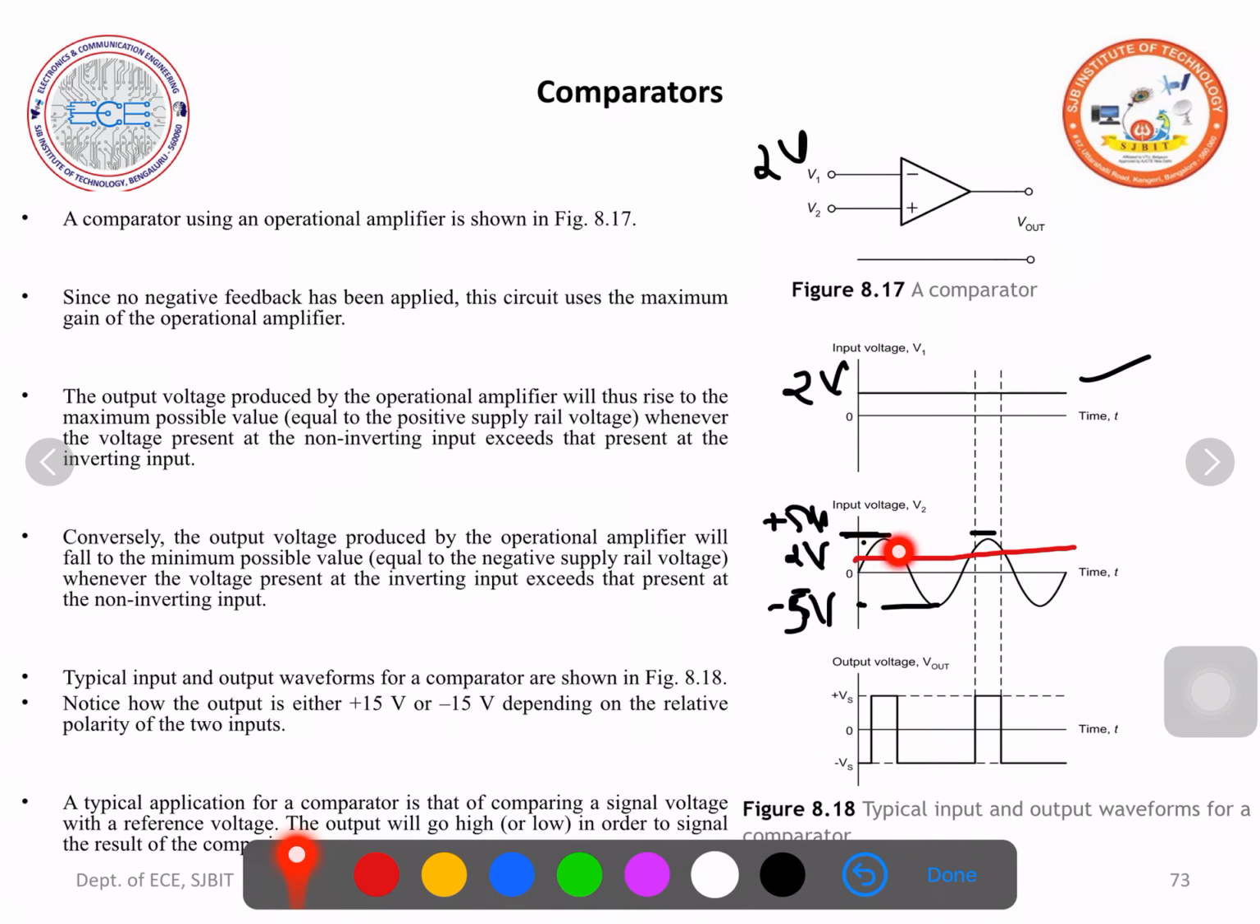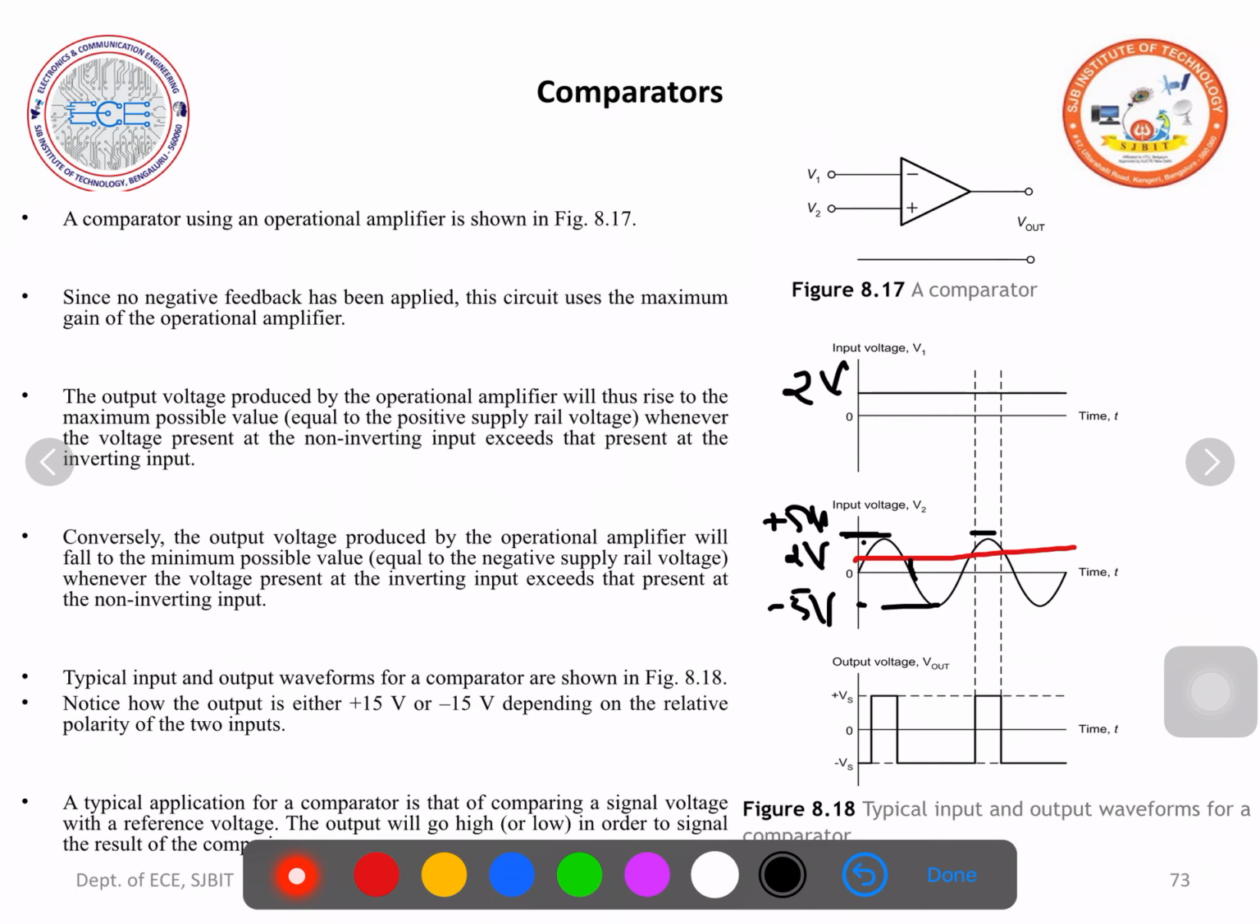Then coming back to this region, observe carefully. This is the voltage applied at V2 and it is greater than the voltage applied at V1. You can make out by just observing. This is the voltage applied at the non-inverting input terminal, so the output voltage will be plus Vs. So for that region it is plus Vs.